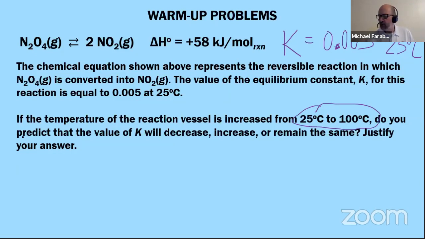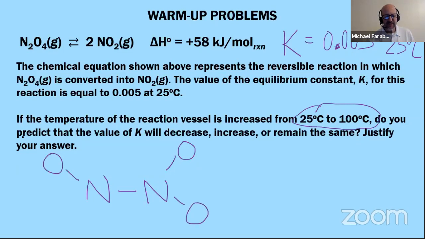I'm going to ask you to ignore that delta H for just a moment, and I'm going to go ahead and just draw on the screen some structural formulas. Now, I'm not going to draw all of the complete bonding and non-bonding pairs. I'm just going to show the connectivity. So we have a molecule of N2O4. And on the right side of the equation, we have 2 molecules of NO2.